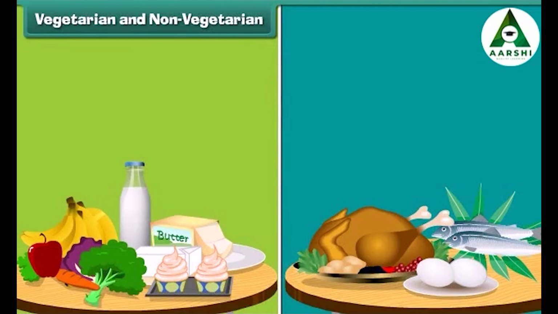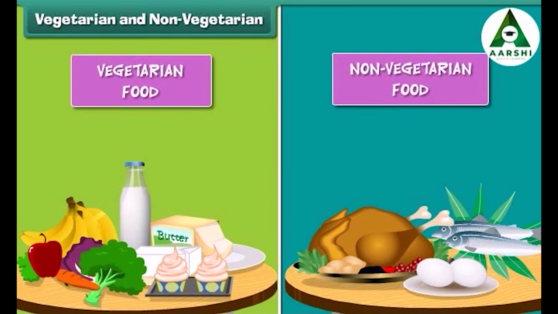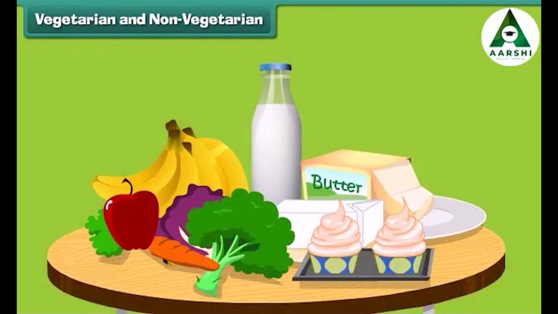There are two types of food. Food can either be vegetarian or non-vegetarian. Do you want to learn more about it? Come, let us learn. Fruits, vegetables, milk, and all milk products are vegetarian.